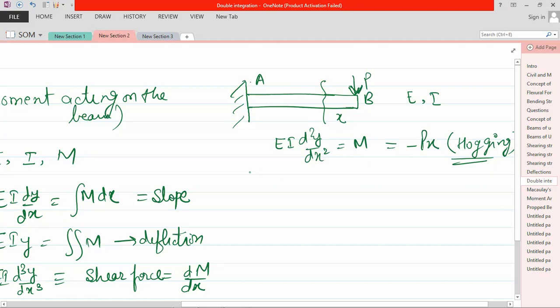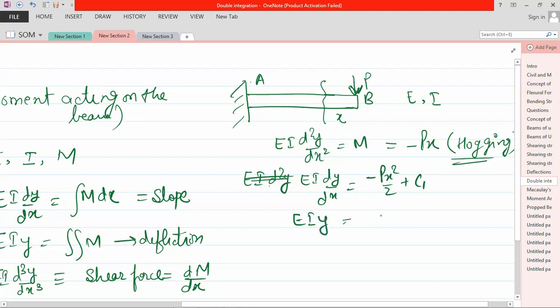Now if I write in this way and integrate it once, EI d2y by dx2, what will it become? EI dy by dx is equal to minus Px square by 2 plus c1, one constant. Now second integration: EI y is equal to minus P x cube by 6 plus c1x plus c2. So this is the basic integration.